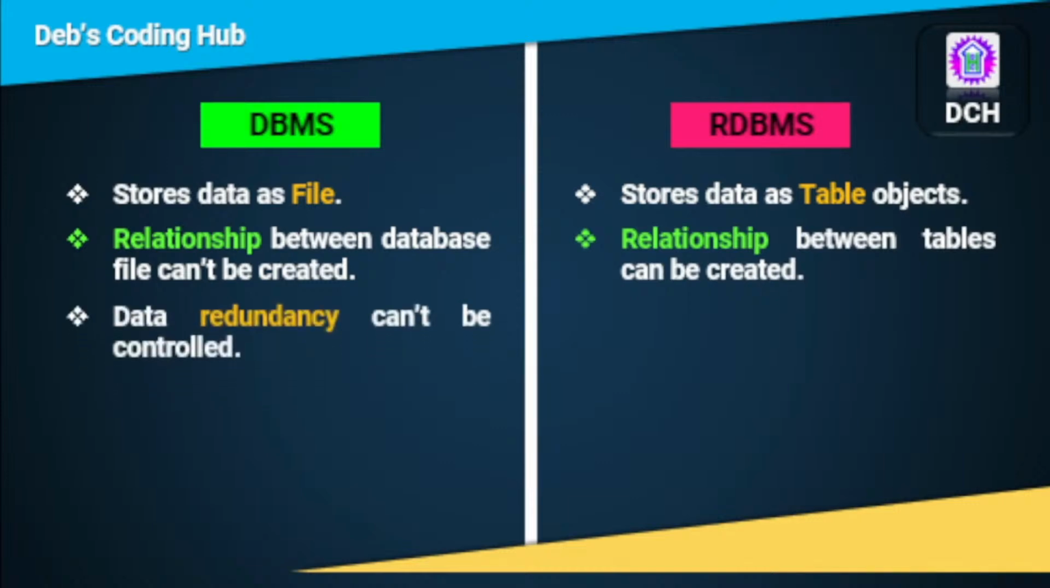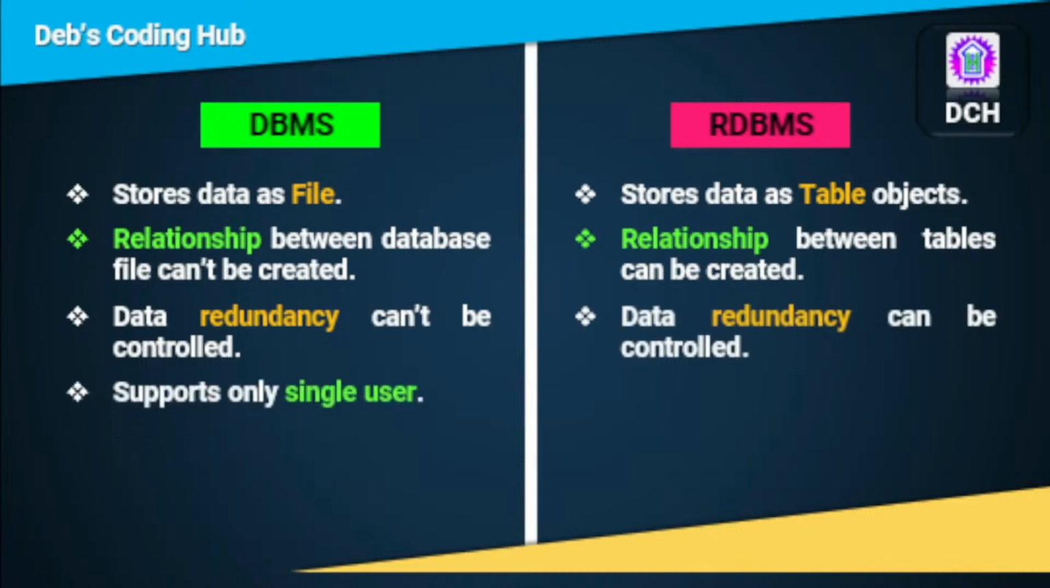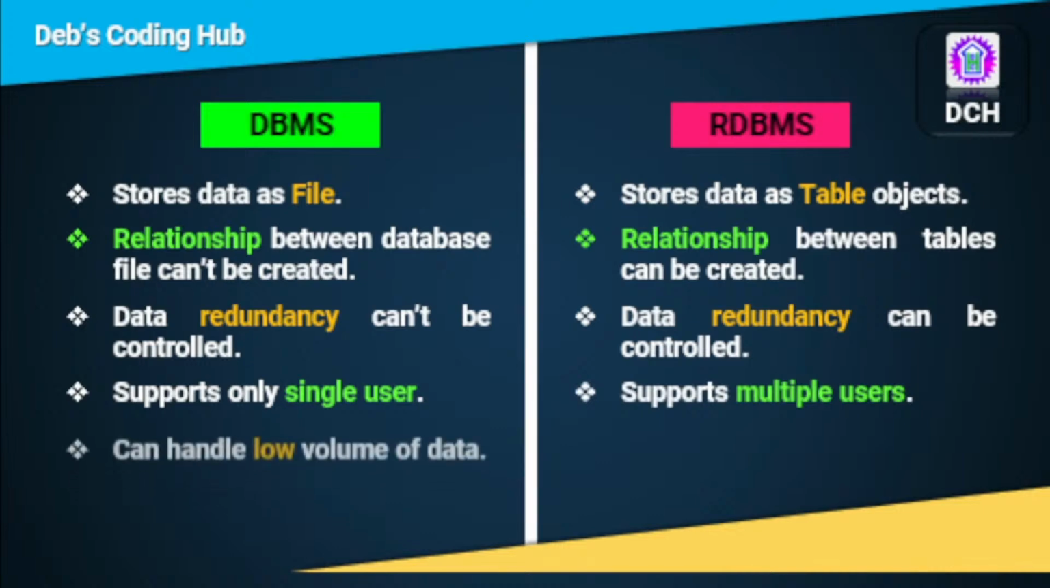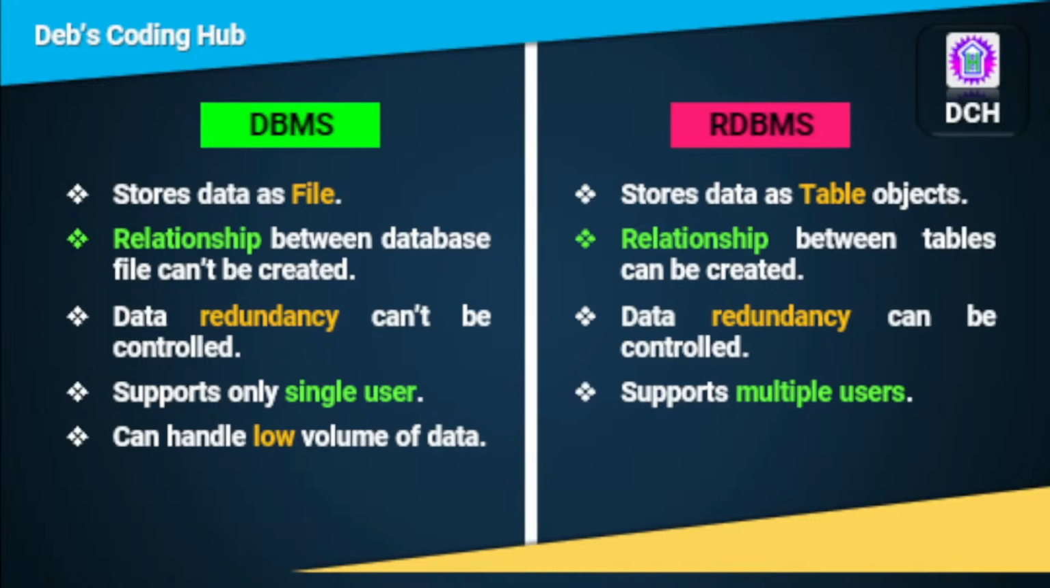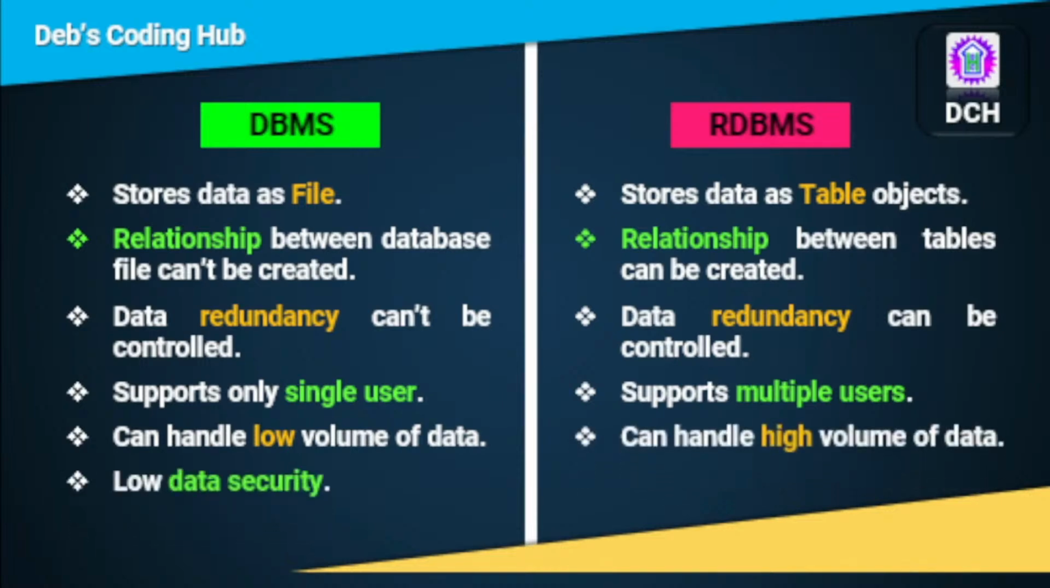Data redundancy can't be controlled in DBMS. That means there will be repetition of data. But in RDBMS, data redundancy can be controlled to a great extent. DBMS only supports single user operation, but in case of RDBMS, we can have multiple user support. Next difference is DBMS can handle low or moderate volume of data. But as compared to DBMS, RDBMS can handle a huge volume of data. DBMS gives low data security, whereas RDBMS gives us high data security. So these are the basic differences between the DBMS and RDBMS software.